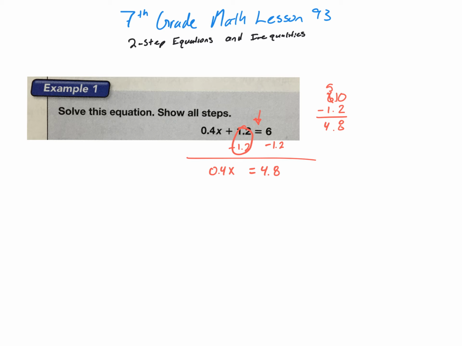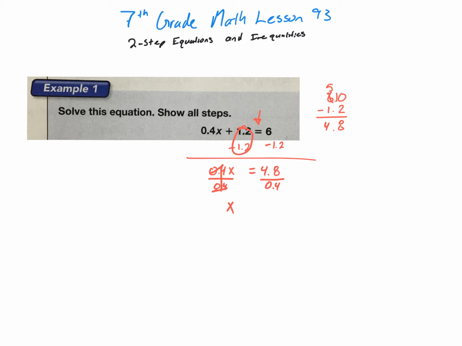Now, notice that this is not just an x, this is 0.4x, so I'm going to do the opposite. Since these are multiplying, I'm going to do the opposite and divide by 0.4. When I do one side, I must also do the other, 0.4. Well, 0.4 divided by 0.4, that just becomes 1, or 1x. And so I'll just write it like this, x.